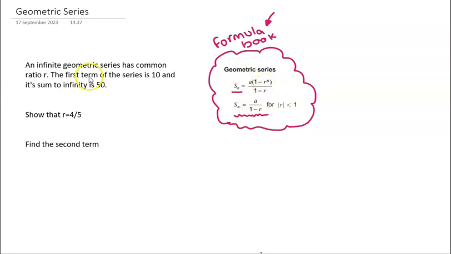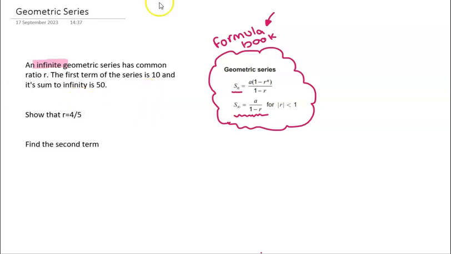Right, so this question we're dealing with here, it's an infinite geometric series. Infinite, so it goes on forever and ever and ever. Okay, and it's got common ratio r. The first term of the series is 10, and its sum to infinity is 50.